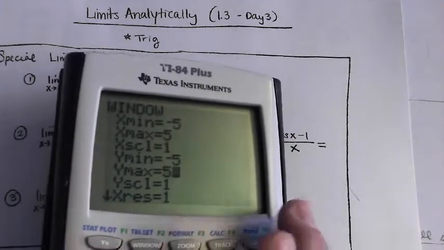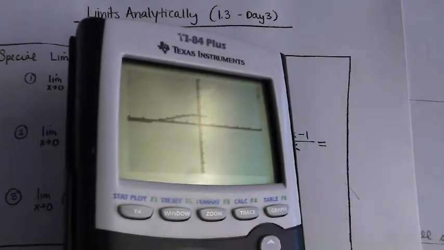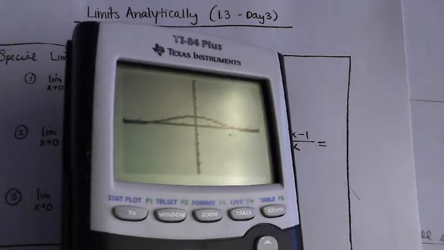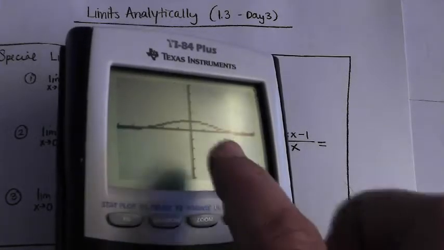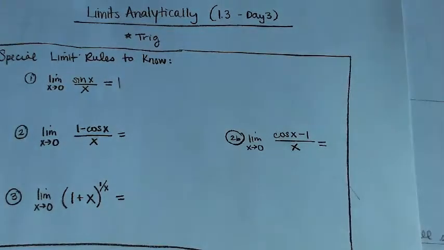I'm just going to go negative 5 to 5 on all of these. Right, 1. Okay, so the answer to this is just 1, and it's just a rule you have to know, and we will use it quite often.